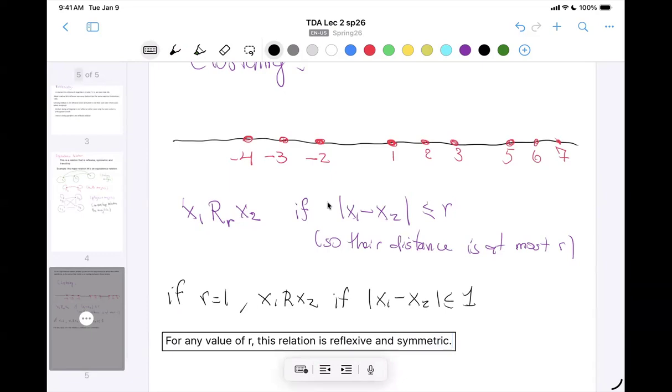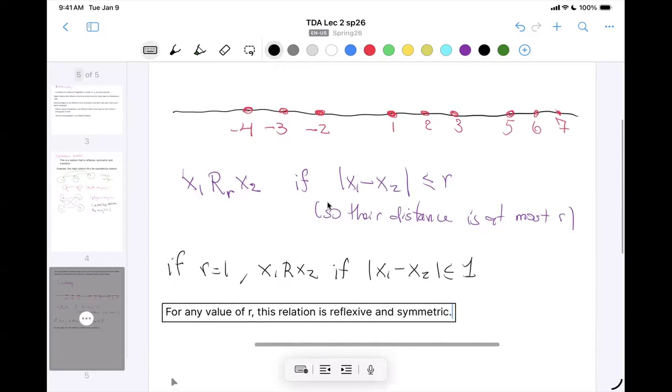But what do you say about transitivity? It doesn't look transitive, right? That's why I chose very simple numbers so that you could see it. Even here, it's not transitive. Because -4 is related to -3 because they're separated by distance one, and -3 is related to -2 because they're separated by distance one. But it doesn't follow that -4 is related to -2, because they're actually at distance two. So in general, this won't be transitive.